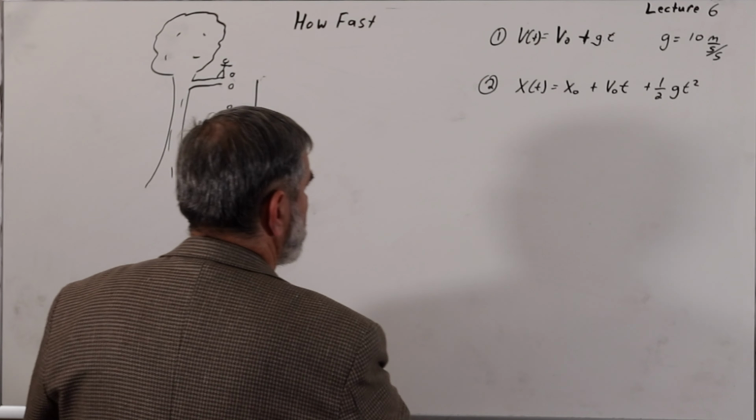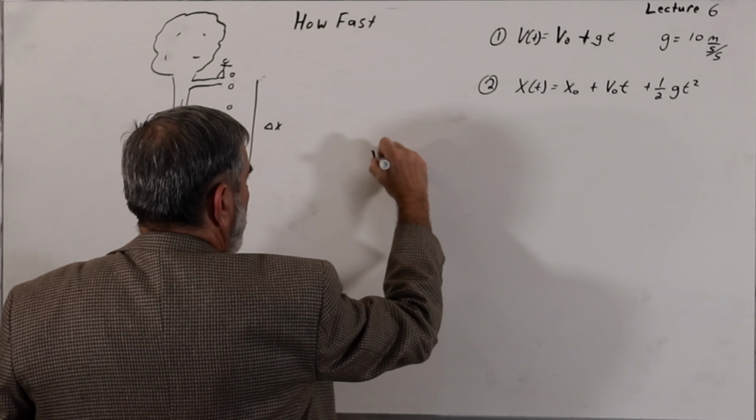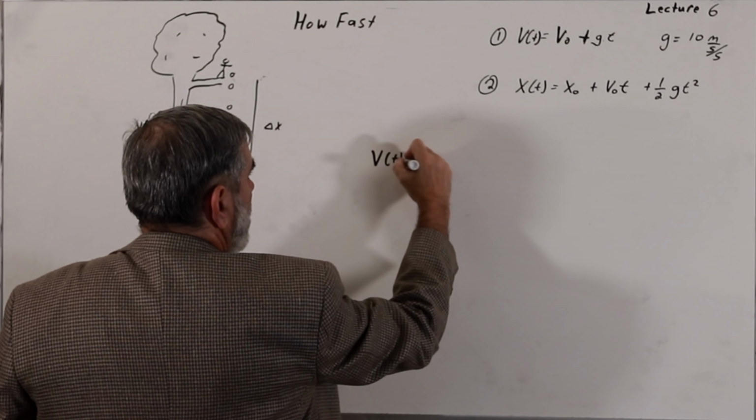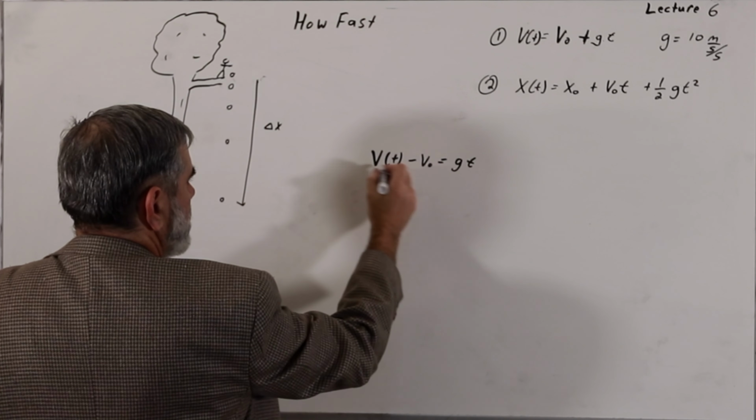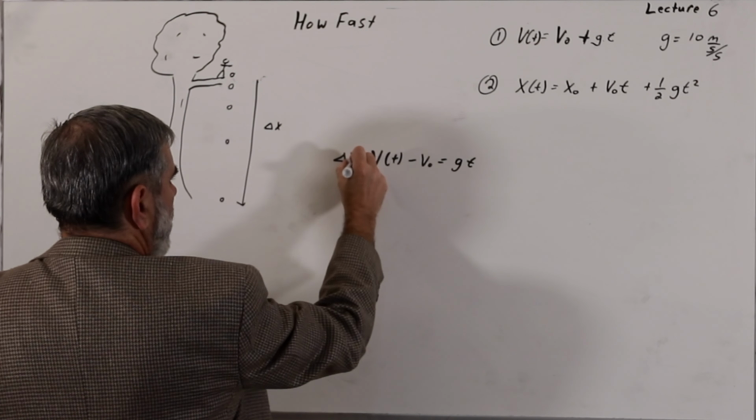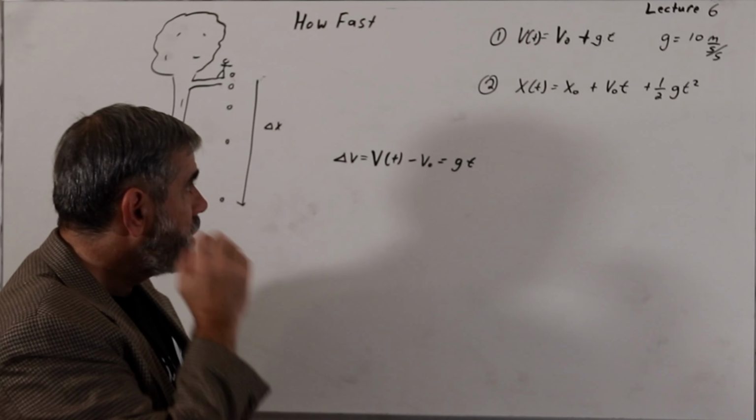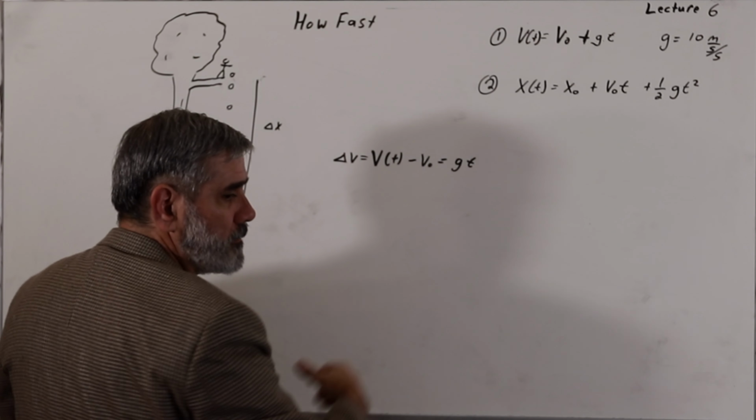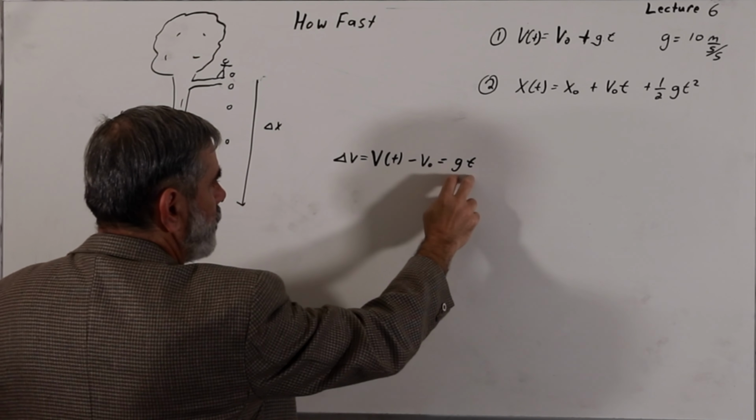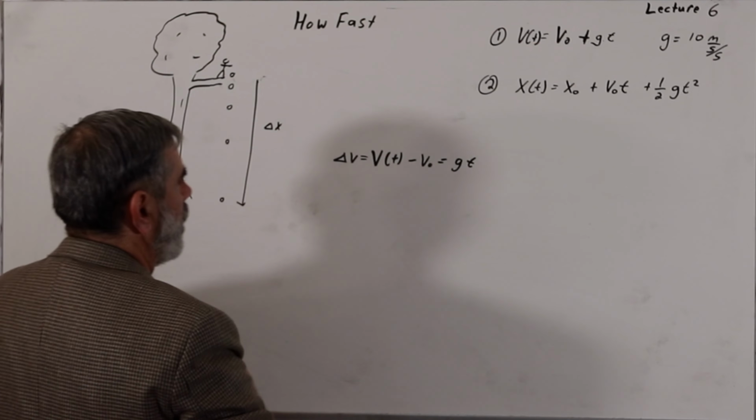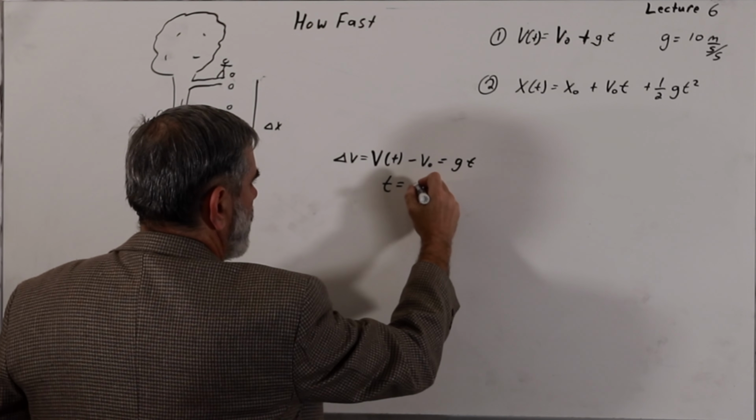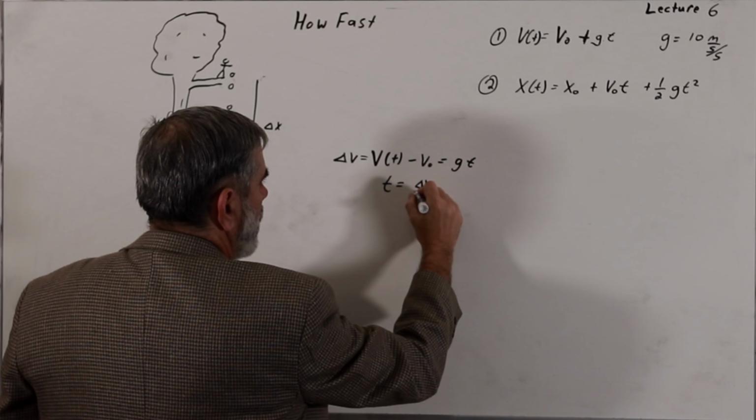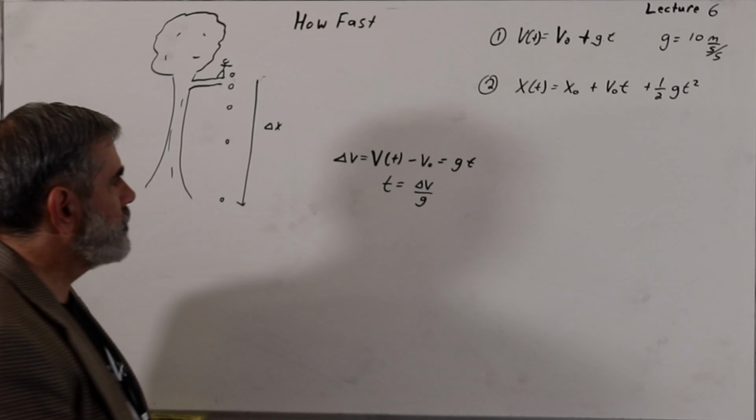And so the first thing I'm going to do is rewrite equation 1 as v of t minus v naught equals gt. And v of t minus v naught we're going to call delta v. That's just our change in velocity. And then I'm going to solve for time to see how long it takes to fall. And so doing that, with just a little bit of algebra, we get that this time is equal to delta v divided by g.